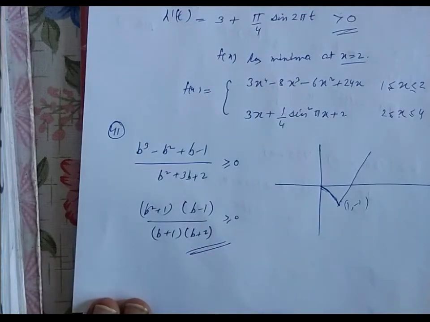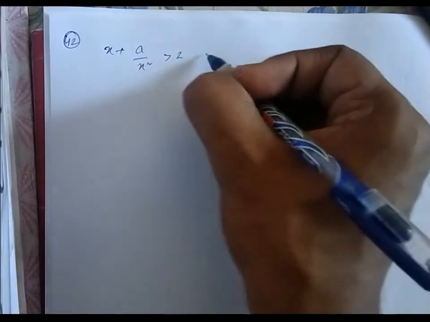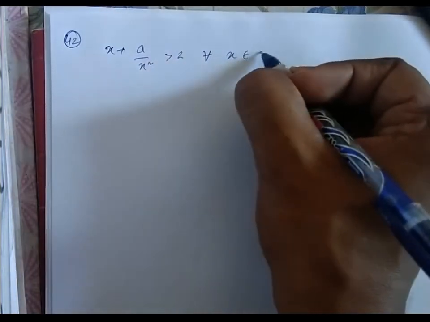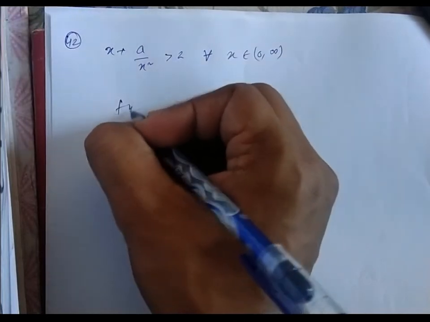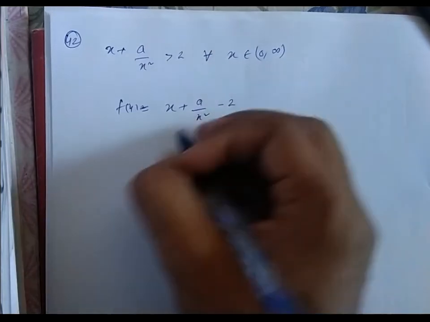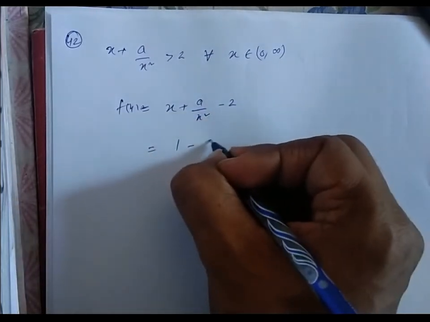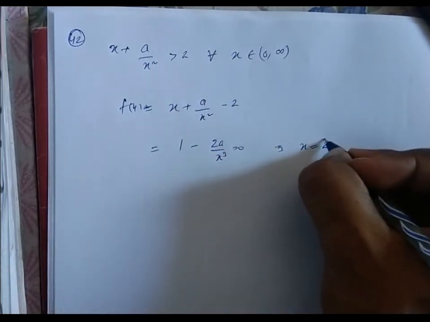Moving on to the next question, question number 42. The least natural number a for which x plus a by x square is greater than 2 for all x belongs to 0 to infinity. Okay, so let fx is equal to x plus a by x square minus 2, f dash x is 1 minus 2a by x cube is equal to 0, or x is equal to (2a) power 1 by 3.